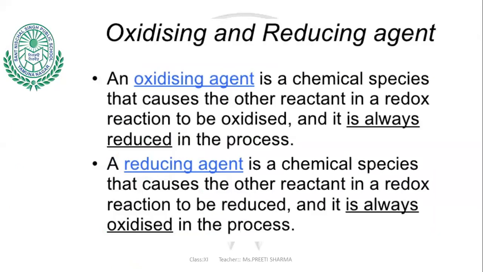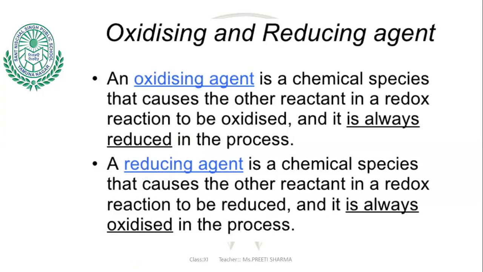Students, a substance which undergo oxidation is known as a reducing agent, and a substance which undergo reduction is known as a good oxidizing agent. Always remember, an oxidizing agent is a chemical species that causes the other reactant in a redox reaction to be oxidized, and it is always reduced in the process. Whereas a reducing agent is a chemical species that causes the other reactant in a redox reaction to be reduced, and it is always oxidized in the process.